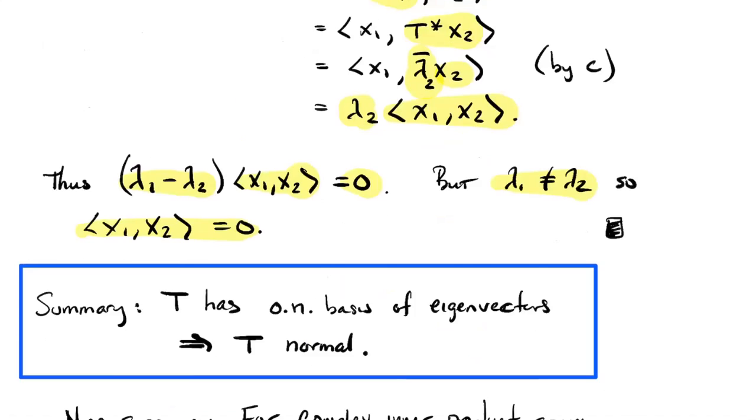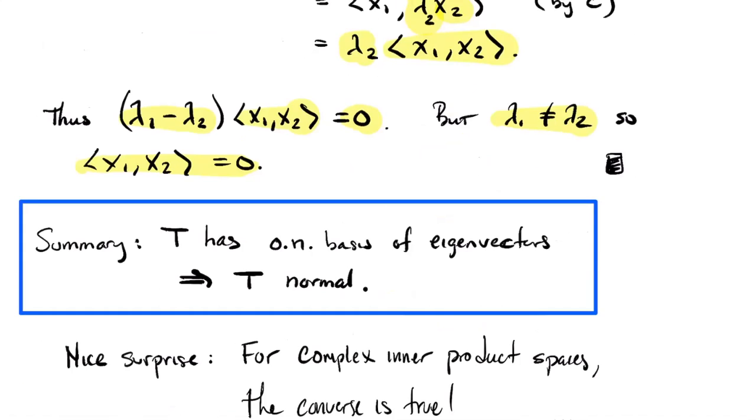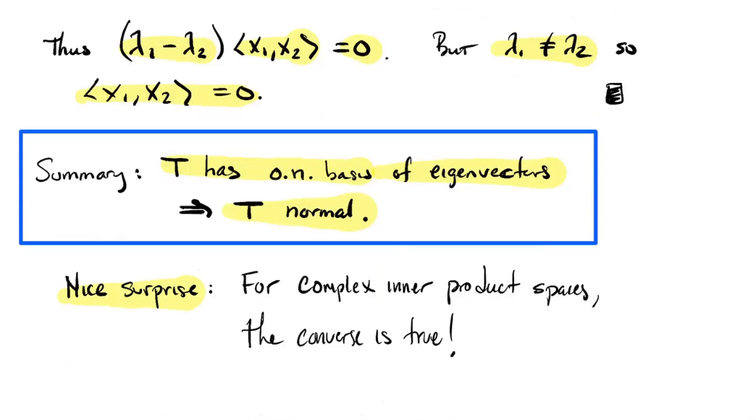Okay, so just to kind of summarize here, what we've shown so far in this lecture is that if T has an orthonormal basis of eigenvectors, then it's normal, that T T star is equal to T star T. So we'll pick this up next time in the next video lecture, but it's a nice surprise that for inner product spaces over the complex numbers, the converse of that is true. That if T is normal, then it has to have an orthonormal basis of eigenvectors. So that's going to be kind of our answer to our question. When does an operator over a complex inner product space have an orthonormal basis of eigenvectors? Well, it's if and only if it's normal.